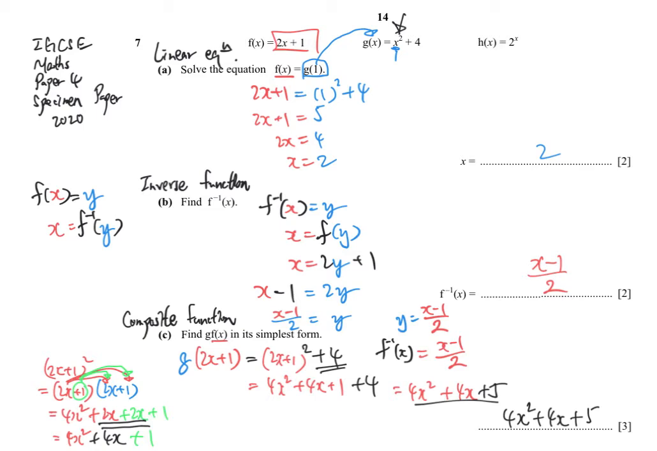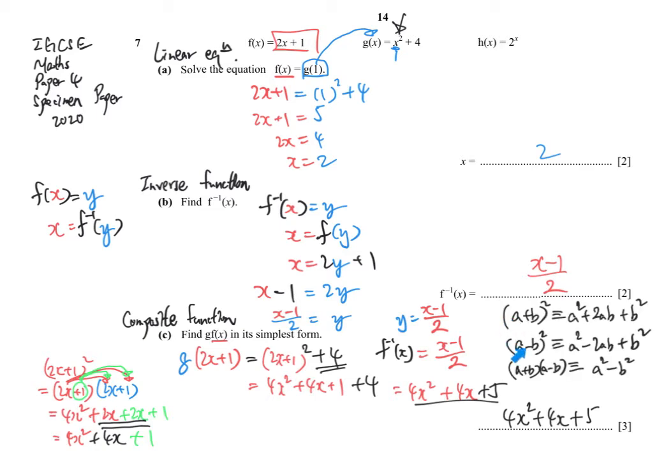And how about I draw it here? So here are the identities you learn. (a plus b) squared will be a squared plus 2ab plus b squared, and then etc.